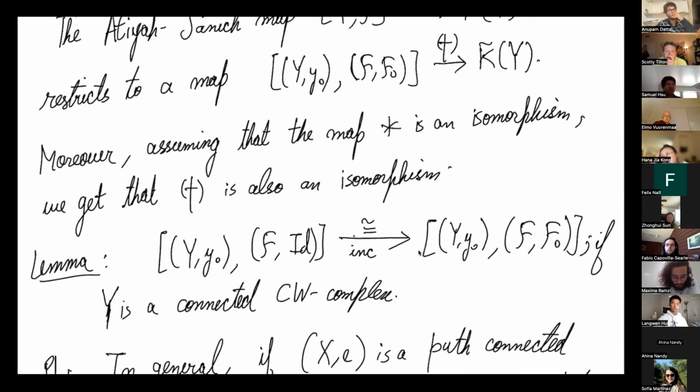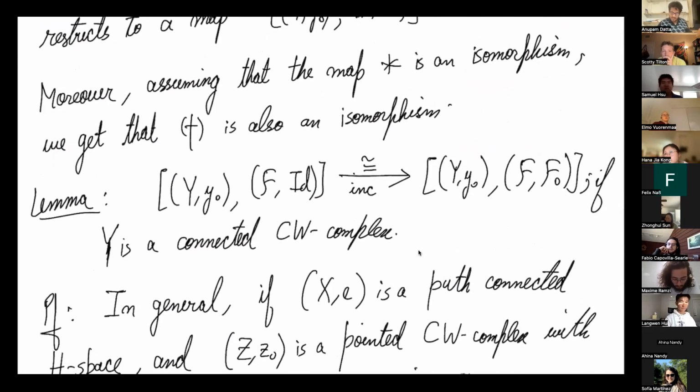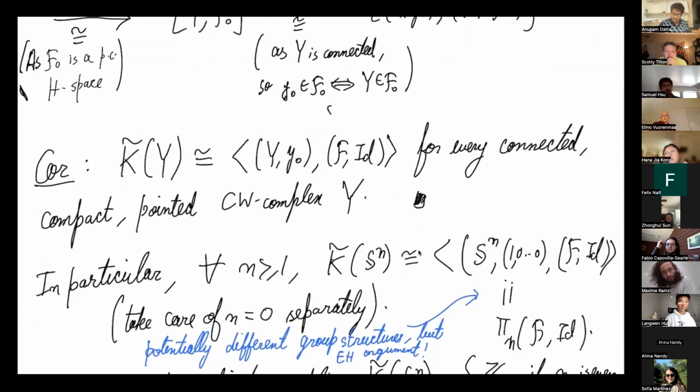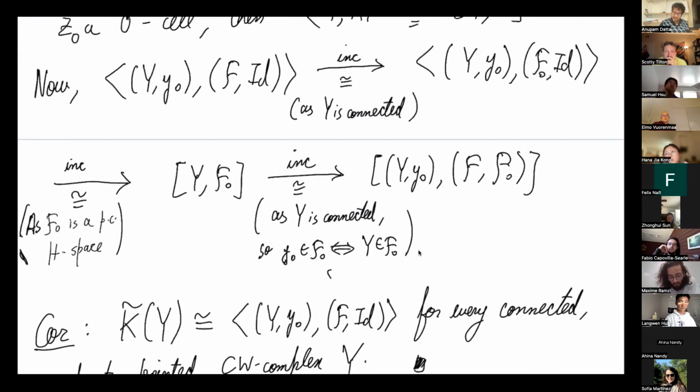what we are trying to hit is a formulation of the reduced K group of a pointed space in terms of homotopy classes of maps to some nice subclass of Fredholm operators. To do that, I have a technical lemma here, which let me not discuss right now, but the corollary is that the reduced K group of Y is the same as the pointed homotopy classes of maps from Y0 to the space of Fredholm operators, where you fix the base point to be the identity.